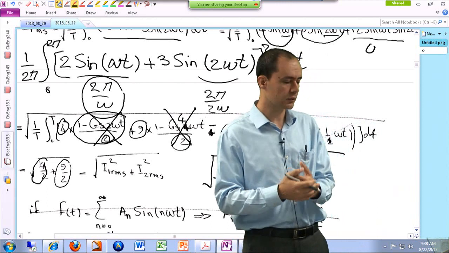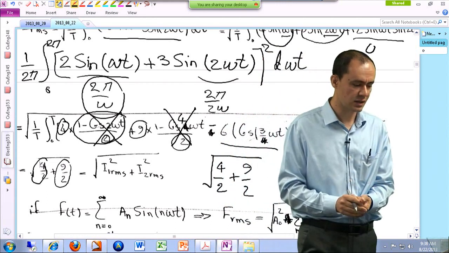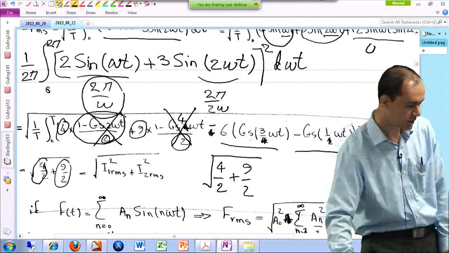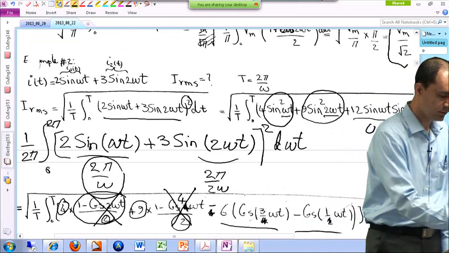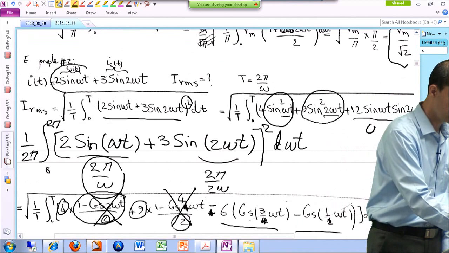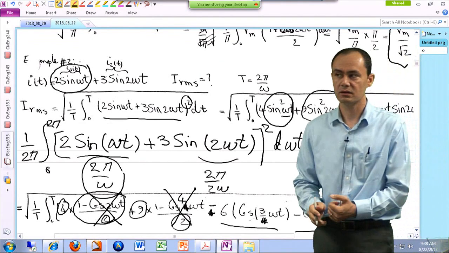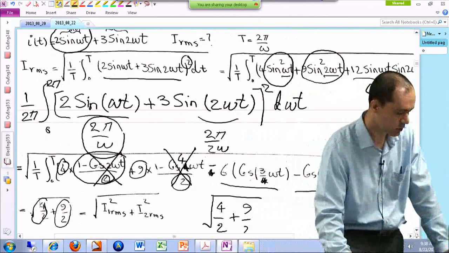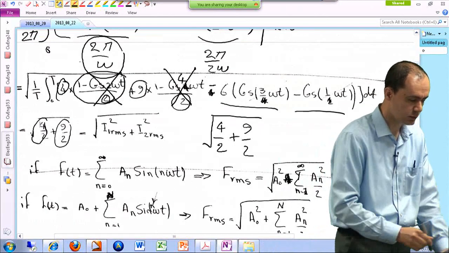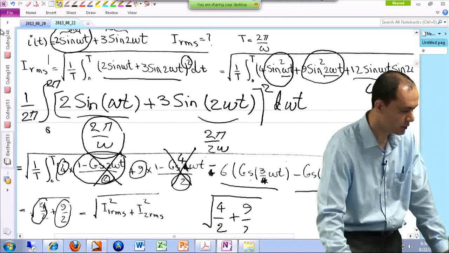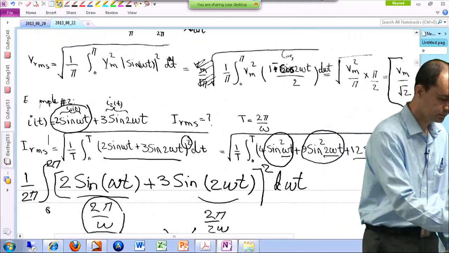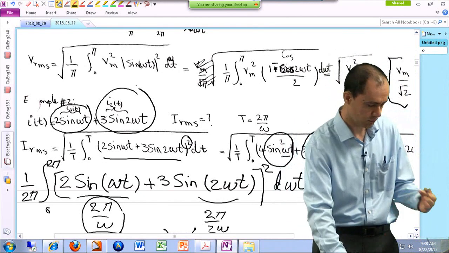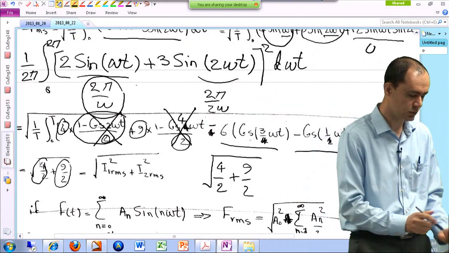If you look at this 4 over 2 or this 9 over 2, as it turns out, 4 over 2 is the square of the RMS value of the fundamental harmonic of our signal. So if you consider this to be your fundamental harmonic, the RMS value of the signal is 2 over the square root of 2. If you look at the square of that, that gives you 4 over 2. And if you look at the RMS value of this component, which is 3 over the square root of 2, and you multiply it by itself, it gives you 9 over 2.